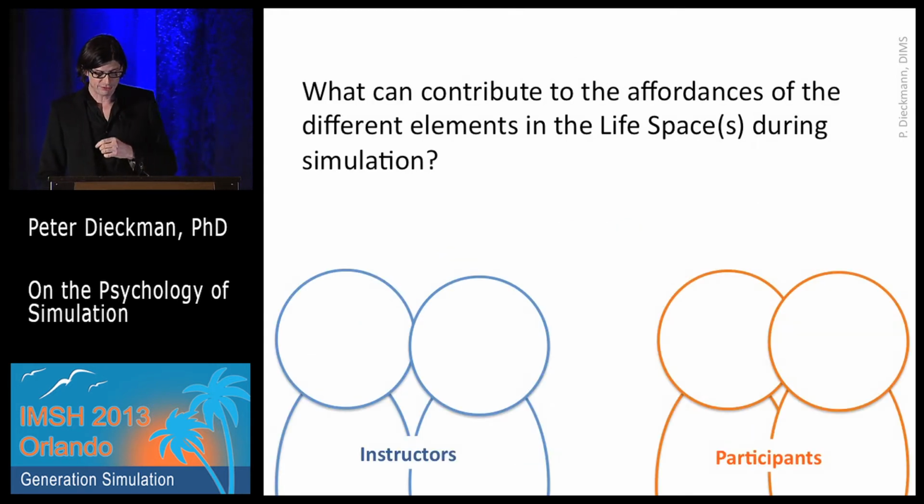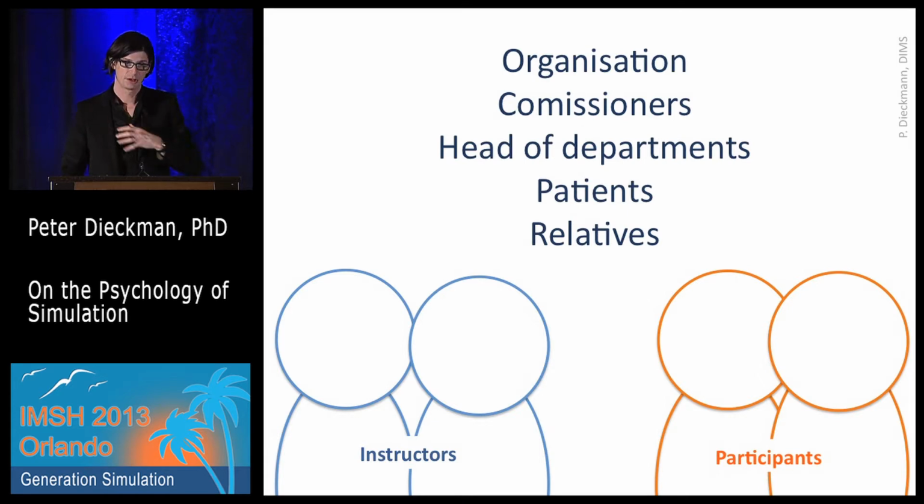So I could also rephrase what I would like to do in the remaining time: to think about what elements of affordances are in the life space of instructors and participants. So who is influencing this? Stepping back, starting from an overview, from the whole of the situation, as Lewin would call it. It's your own organization, the person who pays you to run the courses, your commissioners, heads of departments, the patients, relatives of the patient. So many people, and this list is not complete, would influence this.